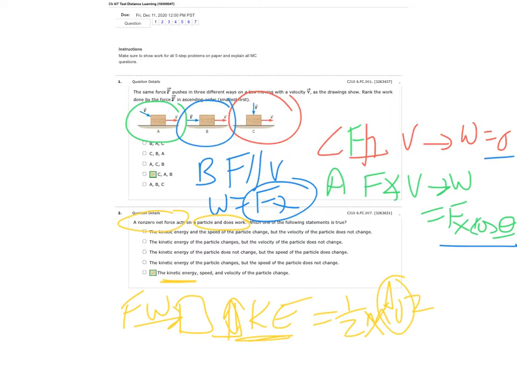Because remember, kinetic energy depends on speed, not velocity. And if the speed changes, then we know that means you have to have a change in the velocity, because velocity is speed plus direction. So you can change velocity without changing speed, but you can't change speed without changing velocity. You can't change kinetic energy without changing speed. So that's kind of where the logic comes from.